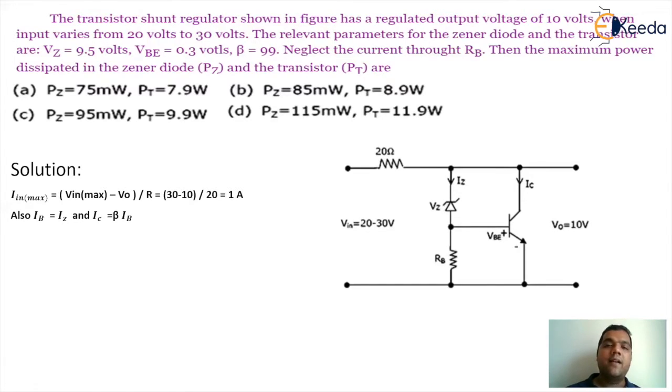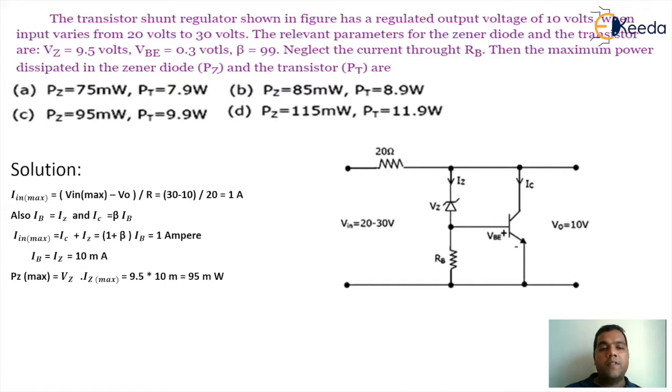Also, we have a standard relation IC as beta times IB. Now when we talk about the input current maximum, it passes through the 20 ohm and splits into two parts. First part is IZ and the second part is IC. IC is beta times IB and IB is same as IZ. So the total addition will be equal to 1 ampere. On solving, you will get the value of IB, which is actually IZ, as 10 milliampere. So we got the base current of the transistor as 10 milliampere.